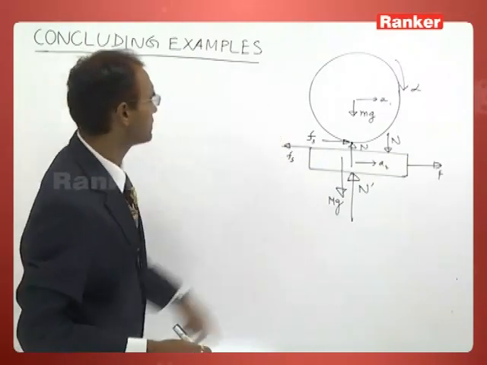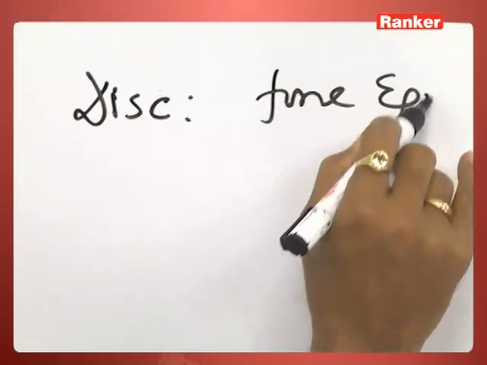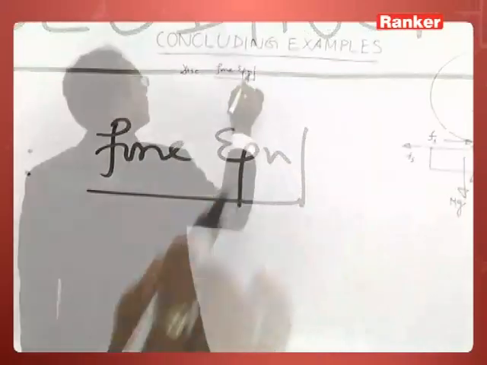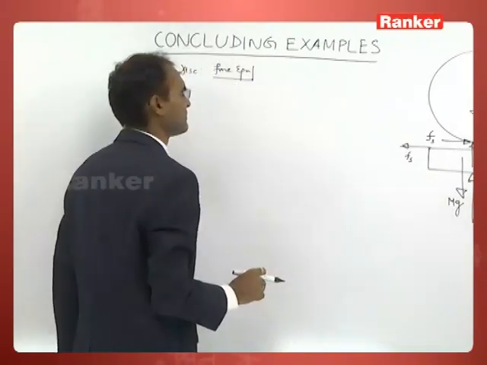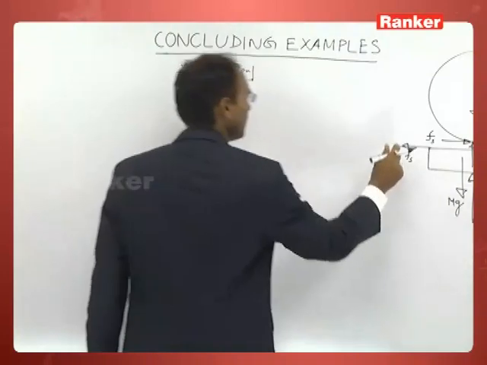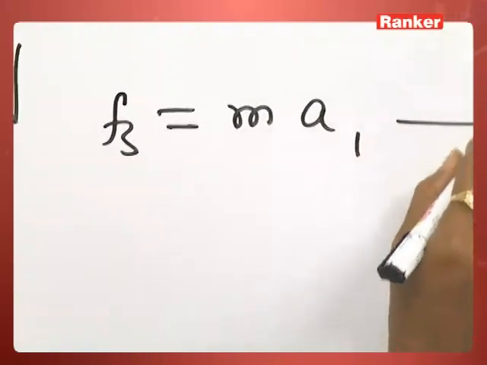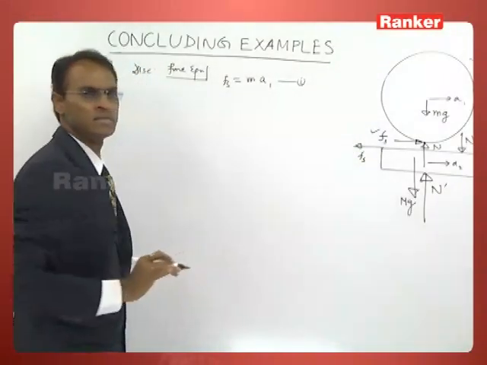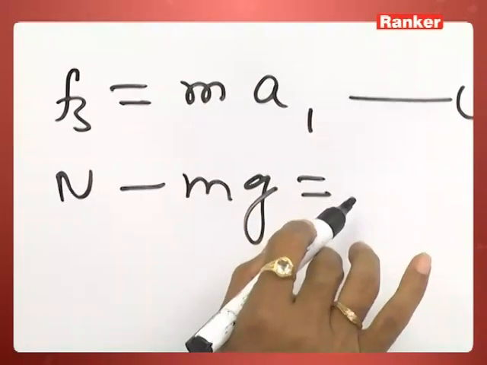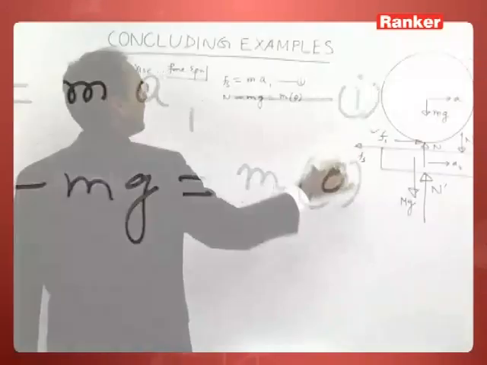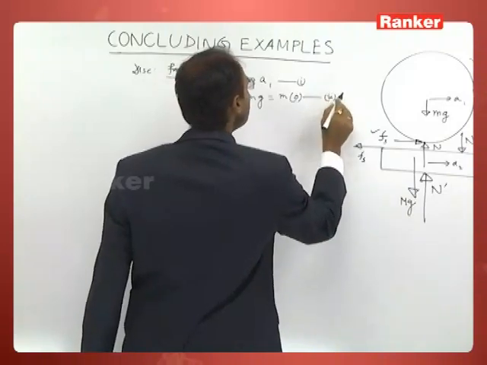Let us write the force equation on the disk. Along x direction, the force acting is Fs, and that's equal to m into A1. Along y direction, the force will be N minus mg, and that's equal to 0 because along y direction the disk is not accelerating. The disk doesn't accelerate along the y direction.